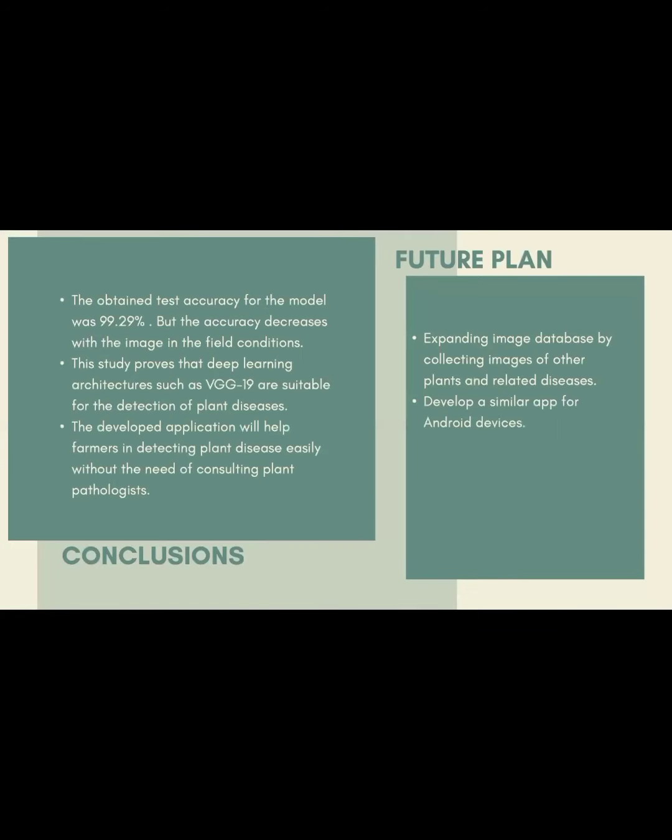If we capture any image, it can handle it. In conclusion, the obtained test accuracy for the model was 99.29%, but the accuracy decreased with images in field conditions. This study proved that deep learning architectures such as VGG19 are suitable for the detection of plant disease. The developed application will help farmers detect plant disease easily without the need to consult plant pathologists.